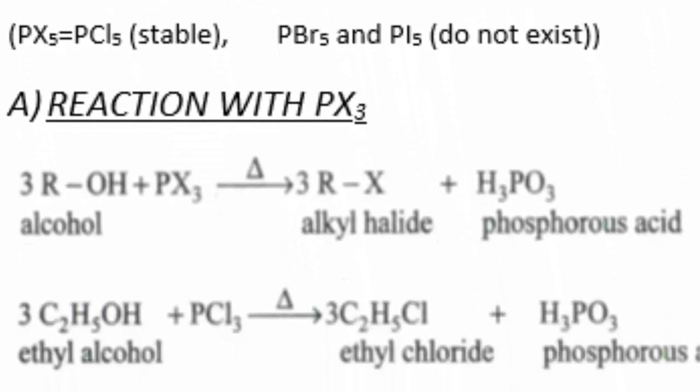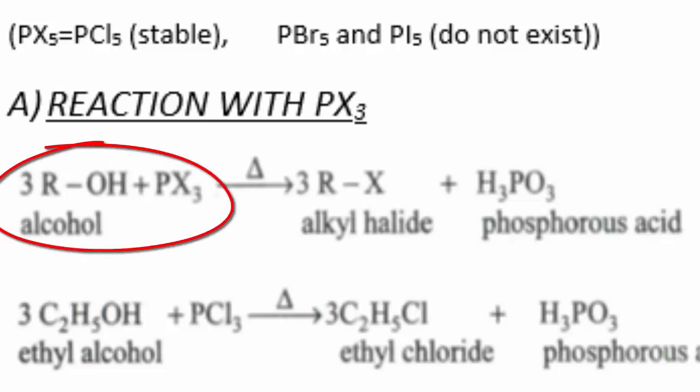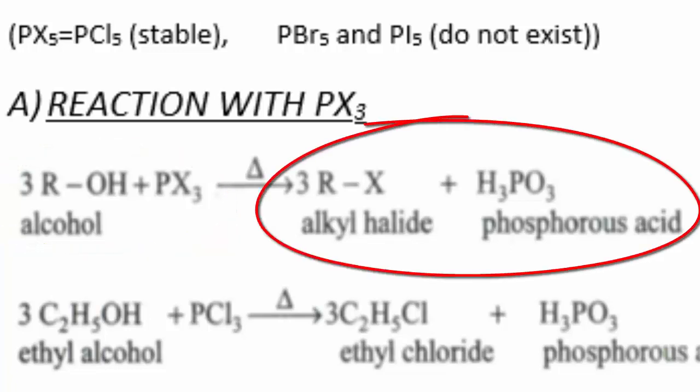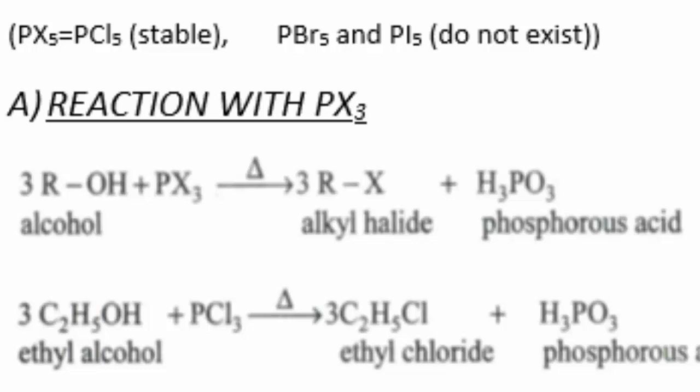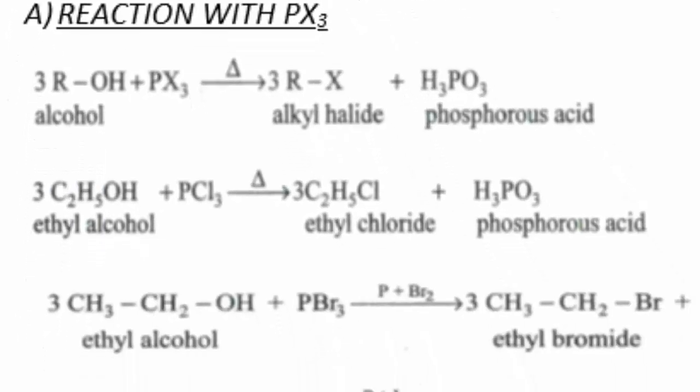Now you can see in the general reaction, we are taking 3 molecules of alcohol, which on reaction with phosphorus trihalides will get 3 molecules of alkyl halide with the formation of phosphorus acid. Now we'll solve some examples. Let us take the first example, that is ethyl alcohol.